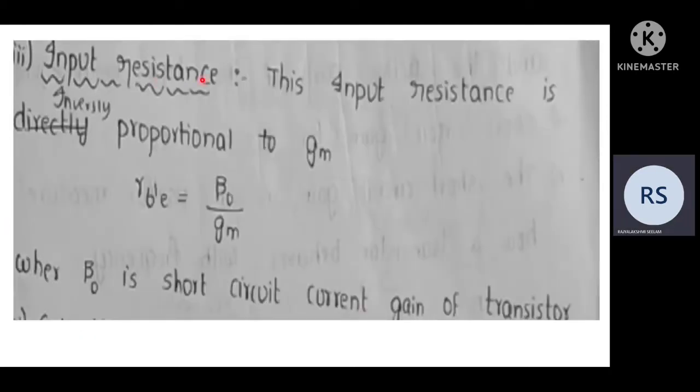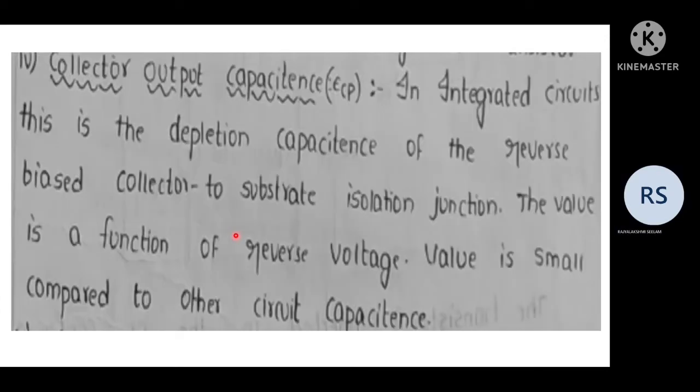Input resistance is inversely proportional to GM. Input resistance R B dash E is inversely proportional to GM. Here B0 is the short circuit current gain of the transistor. So input resistance R B dash E equals B0 by GM.